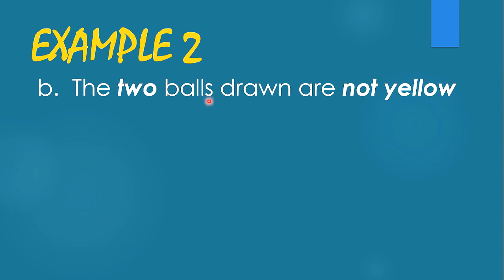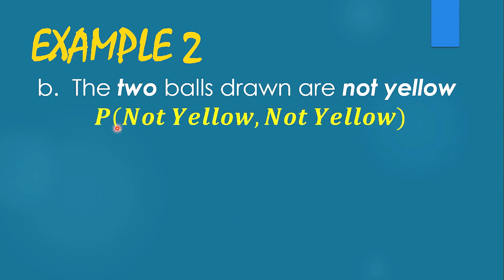Next, the 2 balls are drawn. The 2 balls drawn are not yellow. So for that, we have the probability of getting not yellow and then another not yellow. So with that, since we have a total of 4 yellow balls in a given box, the remaining balls are not yellow balls. So we have a total of 3 over the total number of balls again in a box, which is 7.